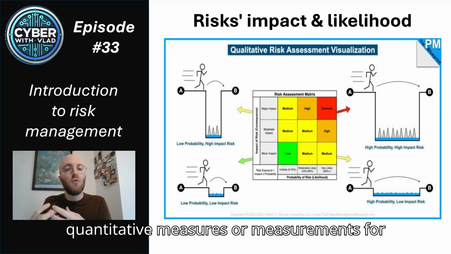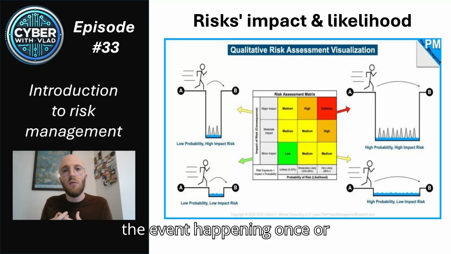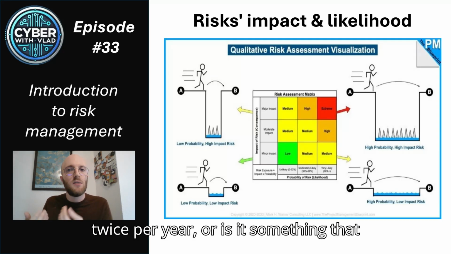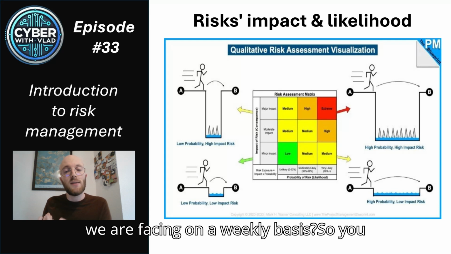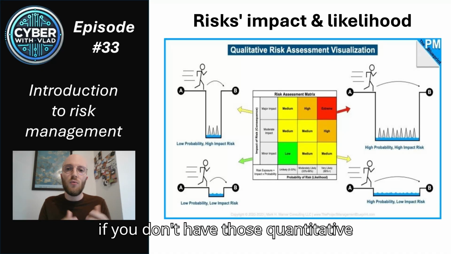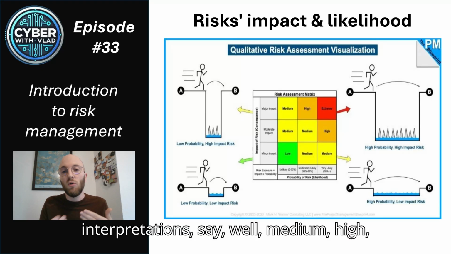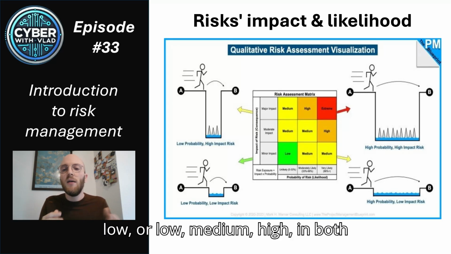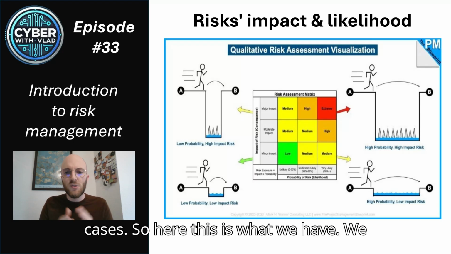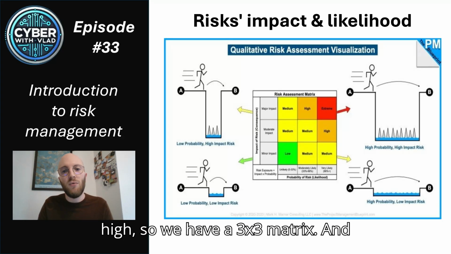And then you have also quantitative measurements for the likelihood. You can look at, okay, is the event happening once or twice per year, or is it something that we are facing on a weekly basis? So you can use those quantitative measures, but if you don't have those quantitative elements, you can also apply qualitative interpretations, say, low, medium, high in both cases. So here, this is what we have. We have low, medium, high, low, medium, high. So we have a 3 by 3 matrix.